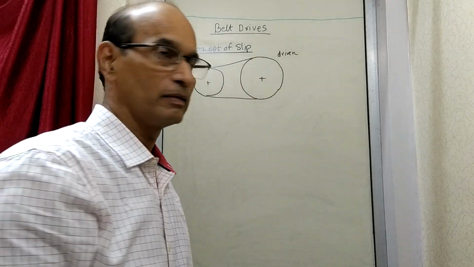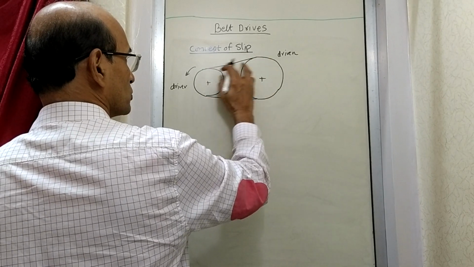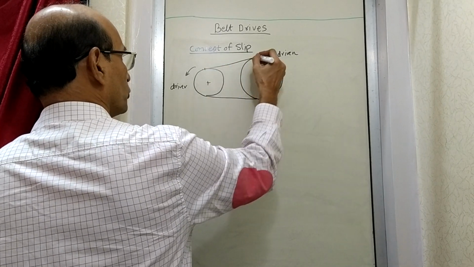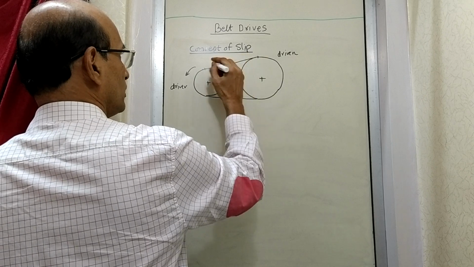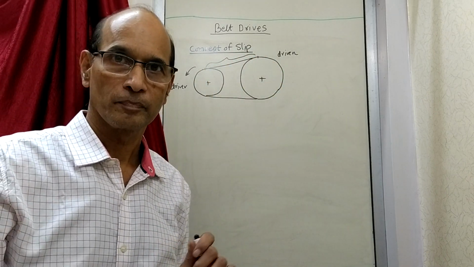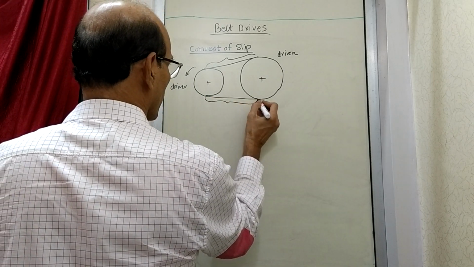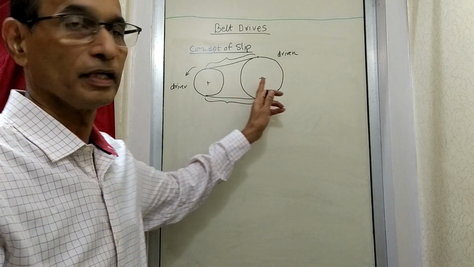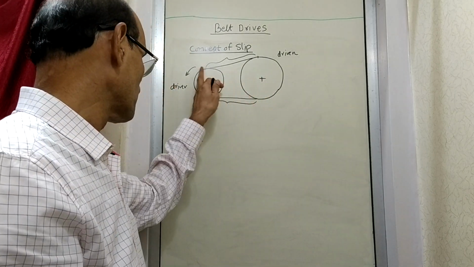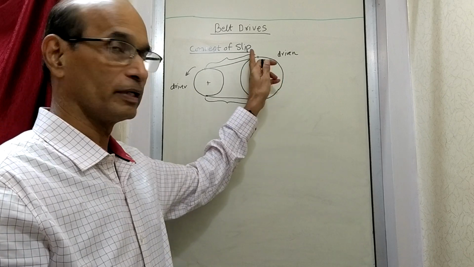Now see that at this moment, this part of the belt, up to here, is not in contact with the pulley. On this side, maybe from here to here, the belt is not in contact with the pulley. This much part of the belt is in contact with the pulley, and this much part of the belt is in contact with the pulley.